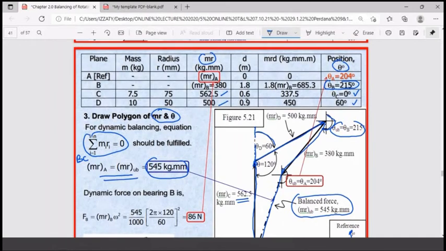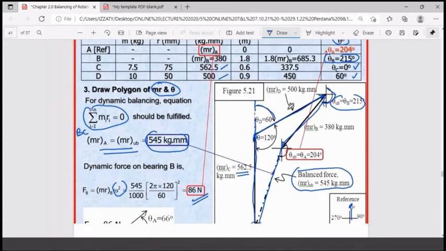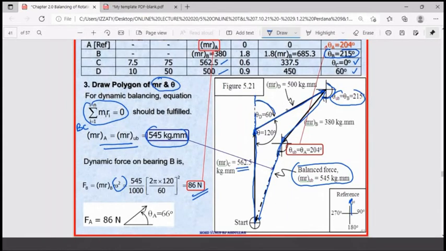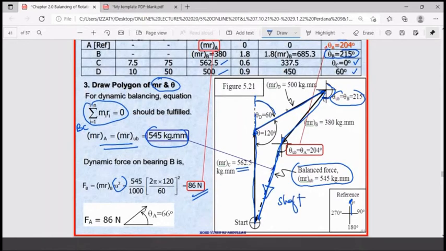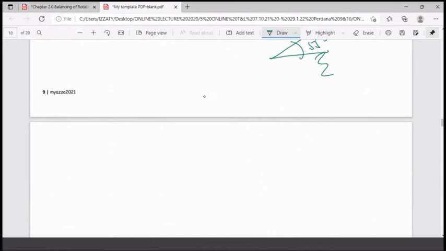Then multiply by omega square, you'll get 86 Newton. Again, this one along the line is on the shaft. It is not our concern, because the question doesn't ask us to look for the force on the shaft. So what you need to do now is go back here and look for bearing A.